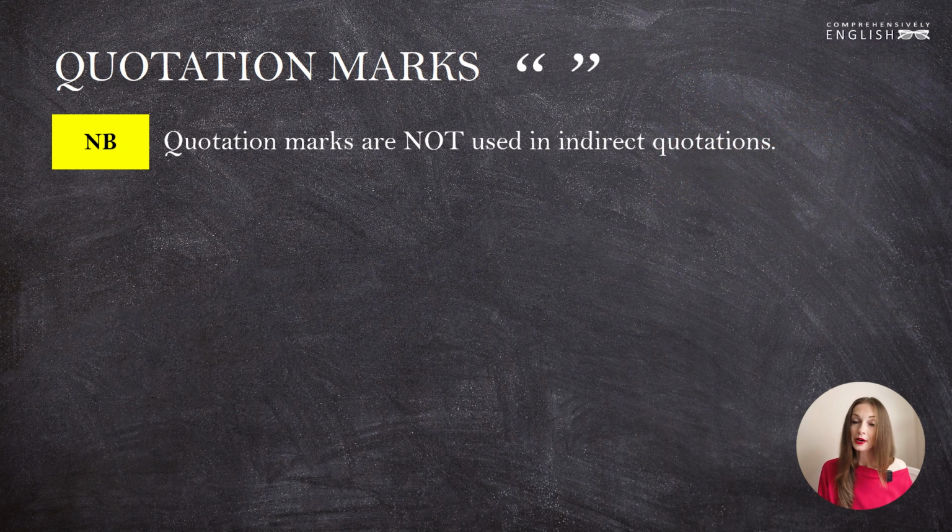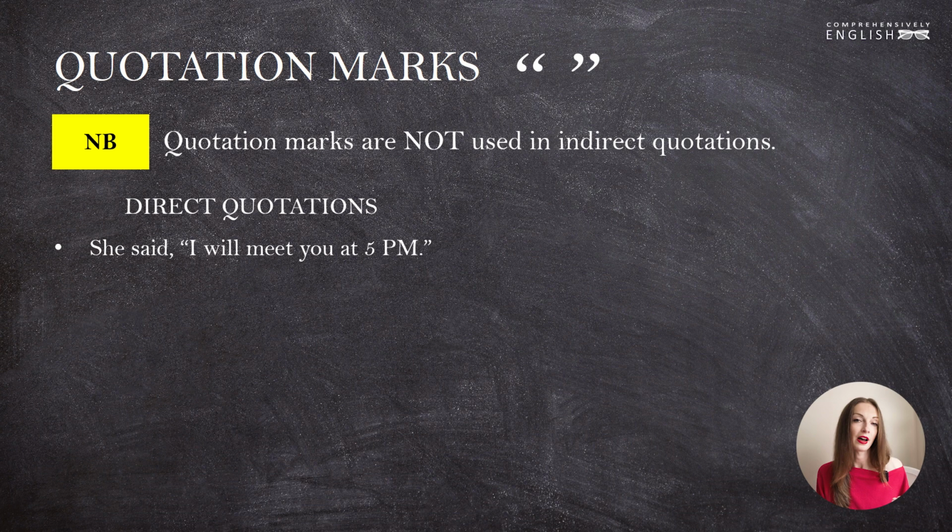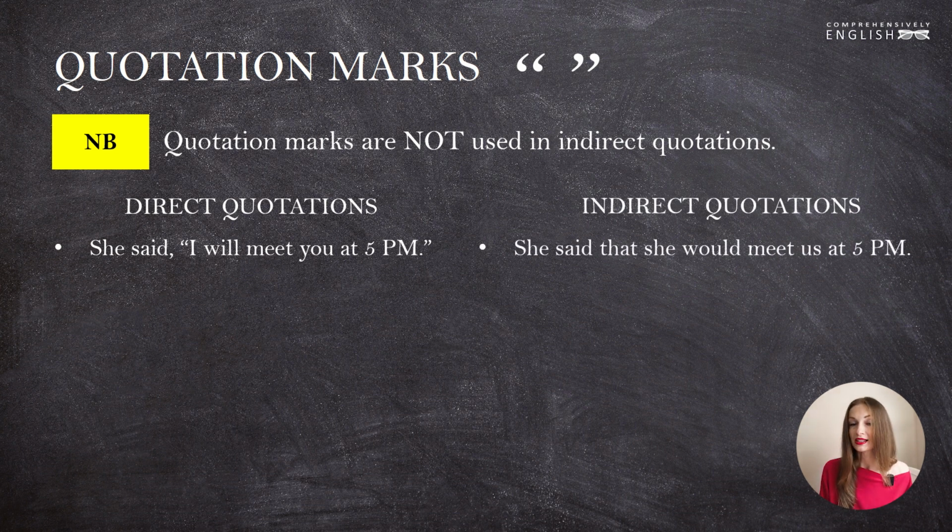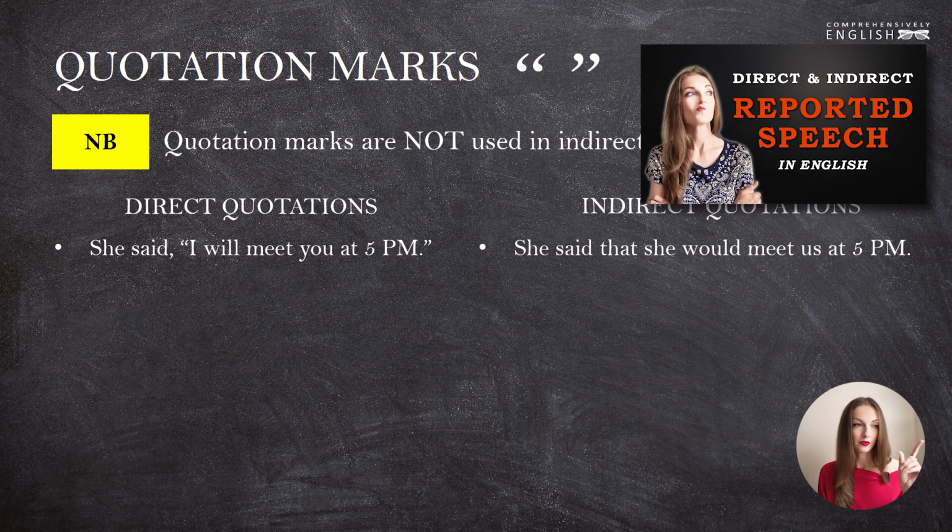So now let's compare direct quotations with indirect quotations. She said, "I will meet you at 5 p.m." This is a direct quotation and it is enclosed in inverted commas. She said that she would meet us at 5 p.m. It's an indirect quotation. And as you see, we have some changes in the sentence. Will has been changed into would. Why? You can find the answer to that question in this video.